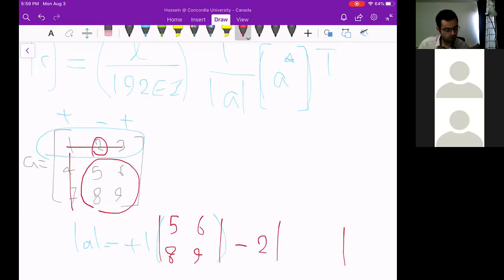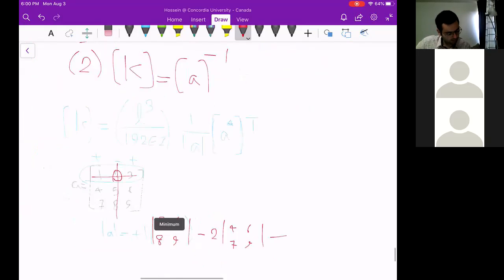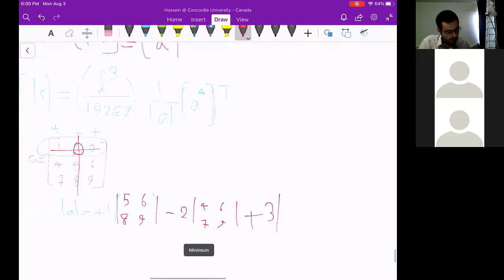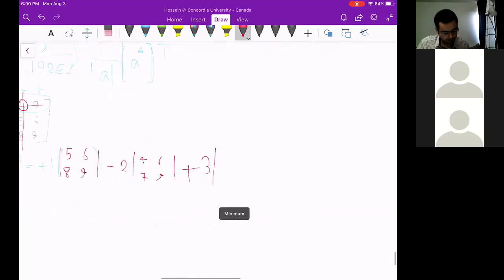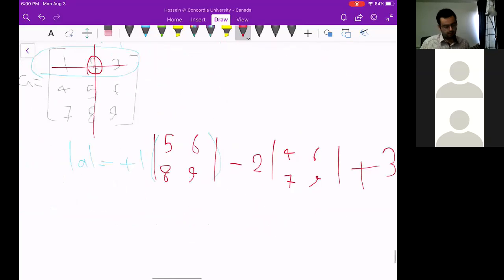Determinant of the adjunct for the next entry: this time you have to remove this row and this column. The determinant of the adjunct is 4, 6, 7, 9. So similarly, plus 3 times the determinant of 4, 5, 7, 8. So this is the determinant.